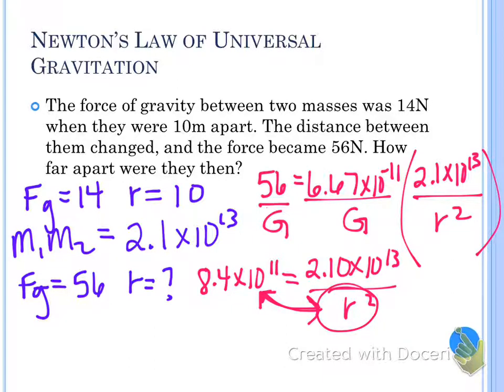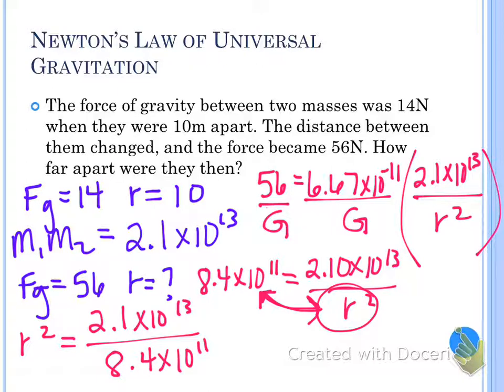Which leaves me with r squared equals 2.1 times 10 to the 13th over 8.4 times 10 to the 11th. And then at the very end, I'm going to have to do something else with that. I'm going to have to square root that number at the end, because I have r squared here.